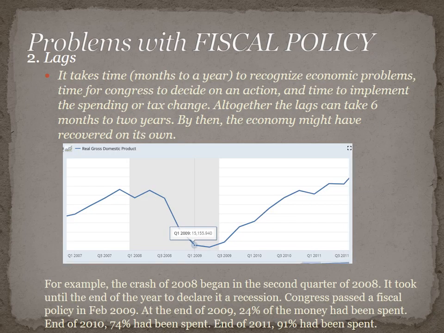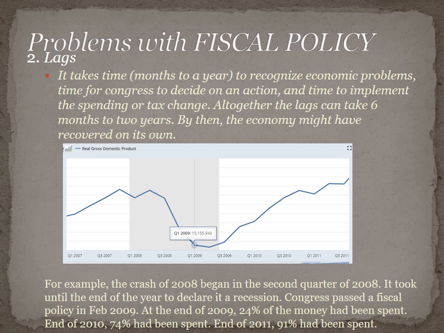Okay, problem two, lags. So it takes time, between months to a year, to recognize the problem. It also takes time for Congress to decide on an action. So the time to recognize a problem, remember, how long does it take to recognize that we have a recession on our hands? 6 months, right? 2 quarters. So remember, our definition of a recession was 2 quarters or 6 months of declining real GDP.